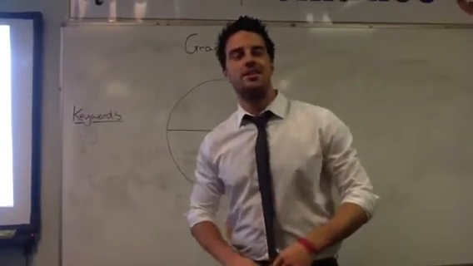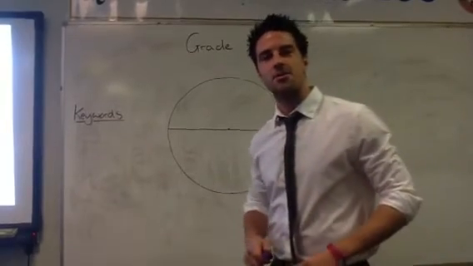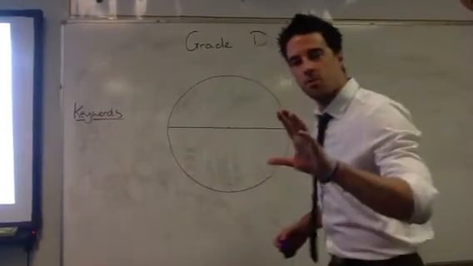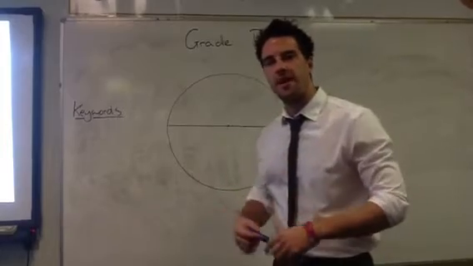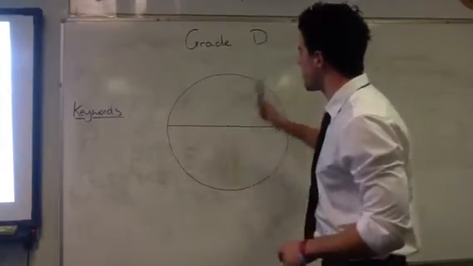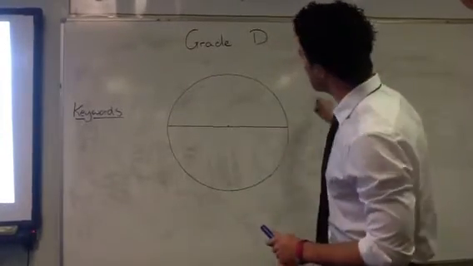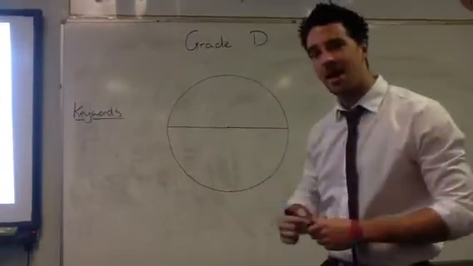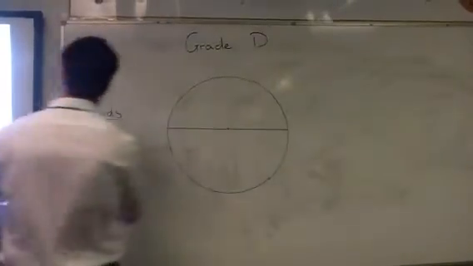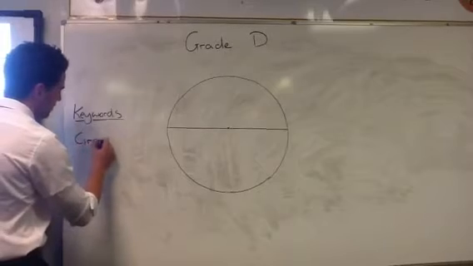Mr. Parks here. Today we're going to find the circumference of a circle. Before we begin, we're going to go through all the key features again. The circumference of a circle is that which goes around the outside. So I'm going to write that in our keywords section just over here. We have circumference.